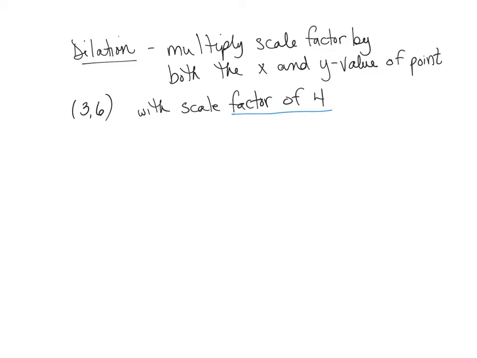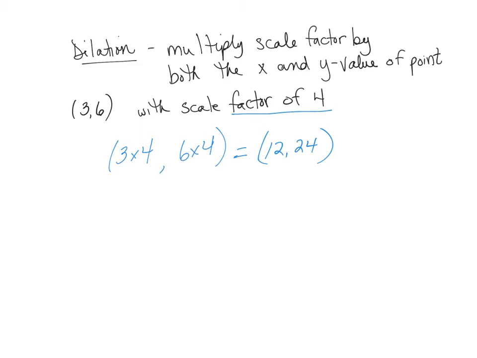To perform a dilation, we simply multiply the scale factor times each of the x and y values. So I'm just going to take 3 times 4 and then 6 times 4. My dilation of (3, 6) with a scale factor of 4 gives me (12, 24). All I'm doing is multiplying.